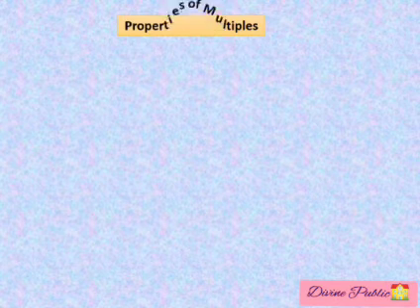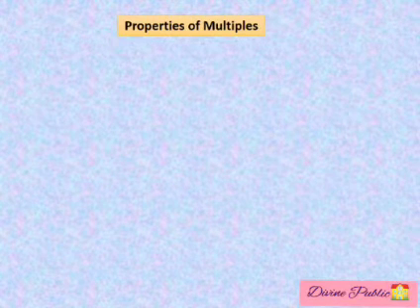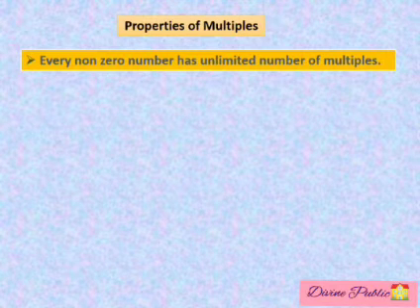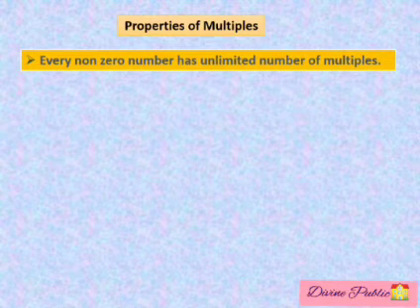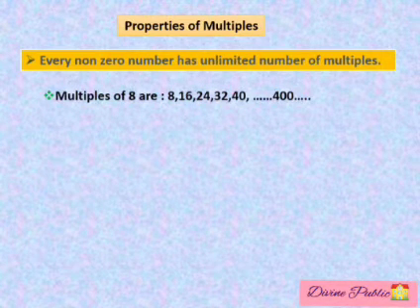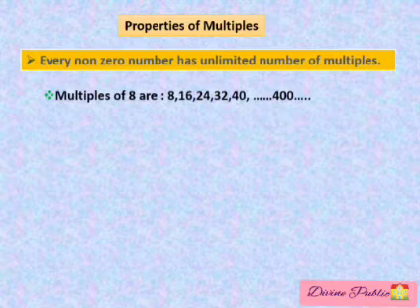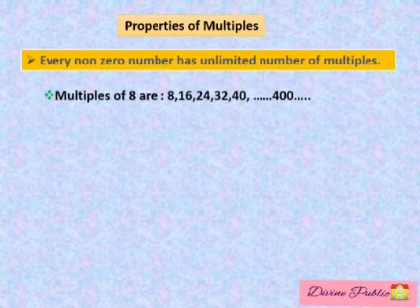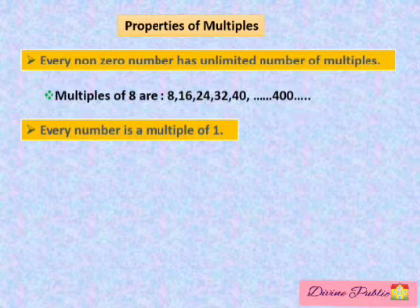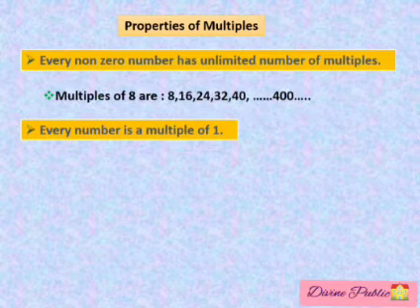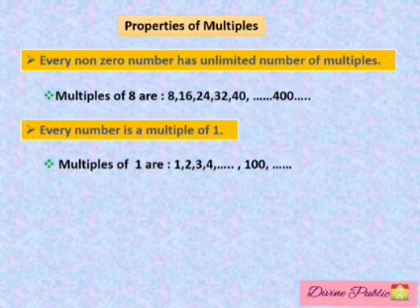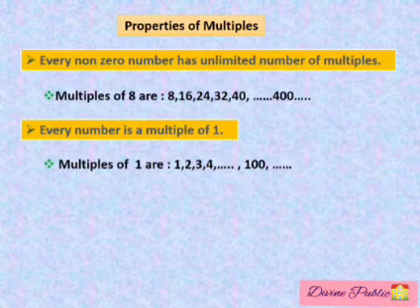Properties of multiples. First, every non-zero number has an unlimited number of multiples. For example, multiples of 8 are 8, 16, 24, 32, 40, 400 and so on. Second, every number is a multiple of 1. For example, multiples of 1 are 1, 2, 3, 4, 100 and so on.